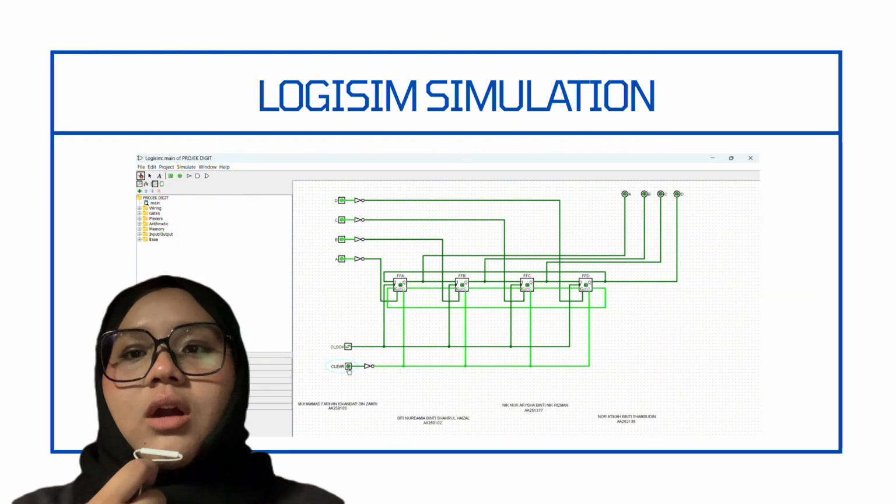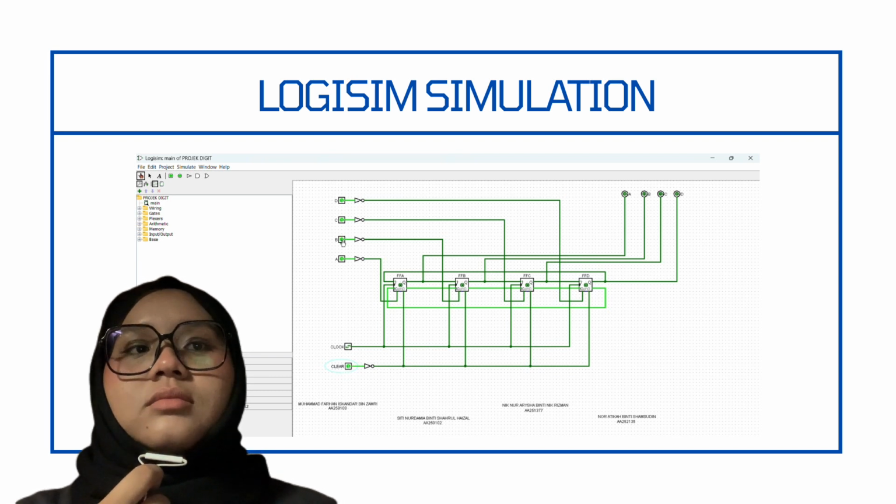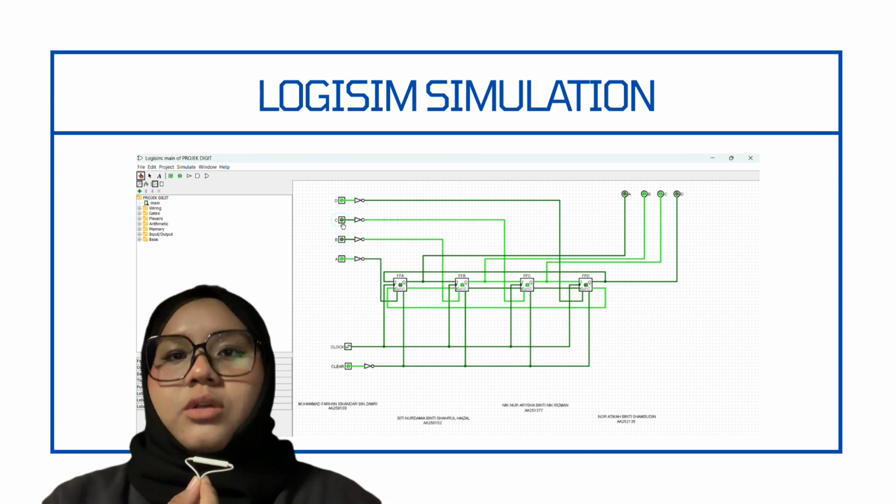My name is ARYSHA BINTI RIZMAN. My matric number is AA21203. For line number 9, all inputs are set to 1, while the clear input is 0.